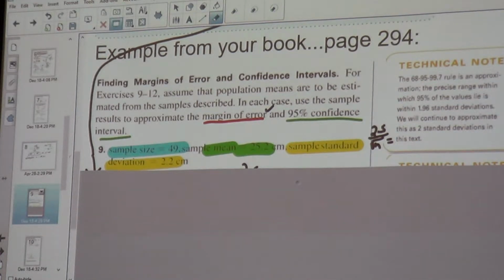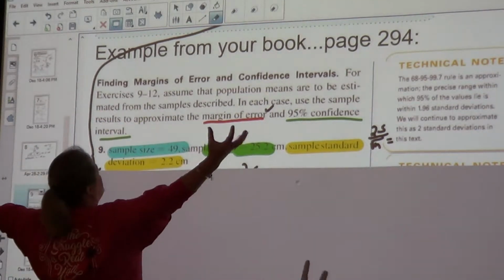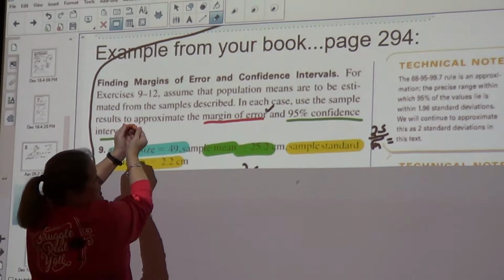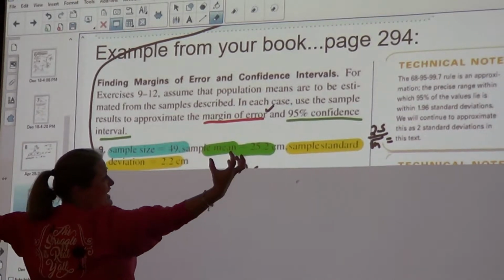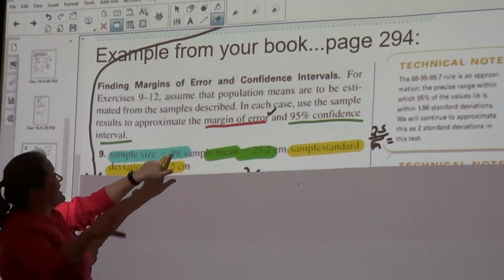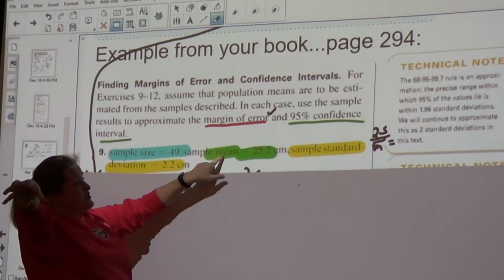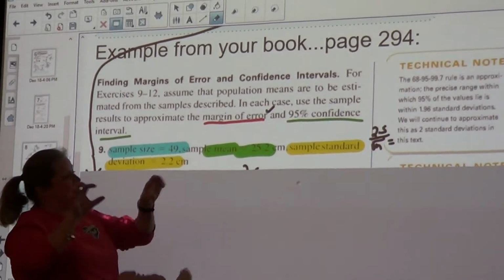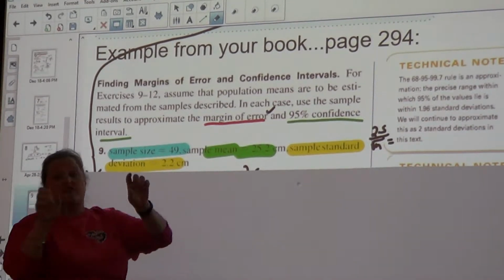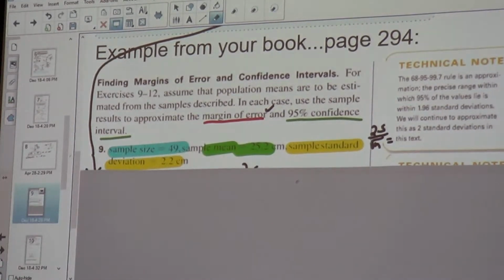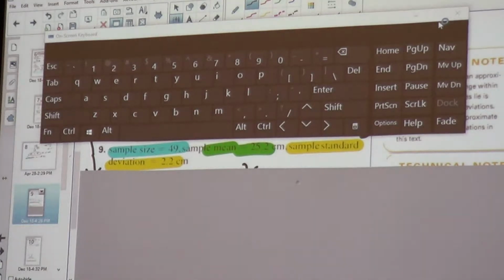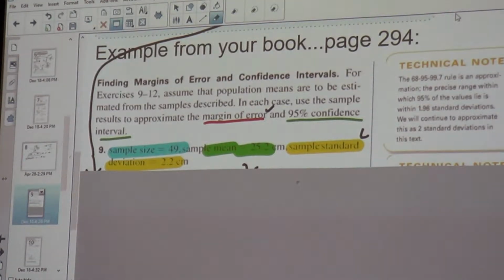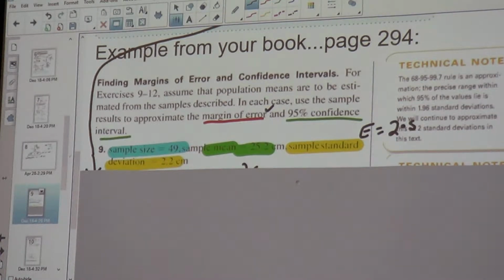All right, this problem says, assume that the population means are estimated from the samples. So use the sample to approximate the margin of error and find the confidence interval. So there's 49 people in my class. The average of my class is 25, and the sample standard deviation is 2.2. So the first thing we have to do is find the error. The formula for error: error equals 2 times standard deviation over the square root of the size of the group.